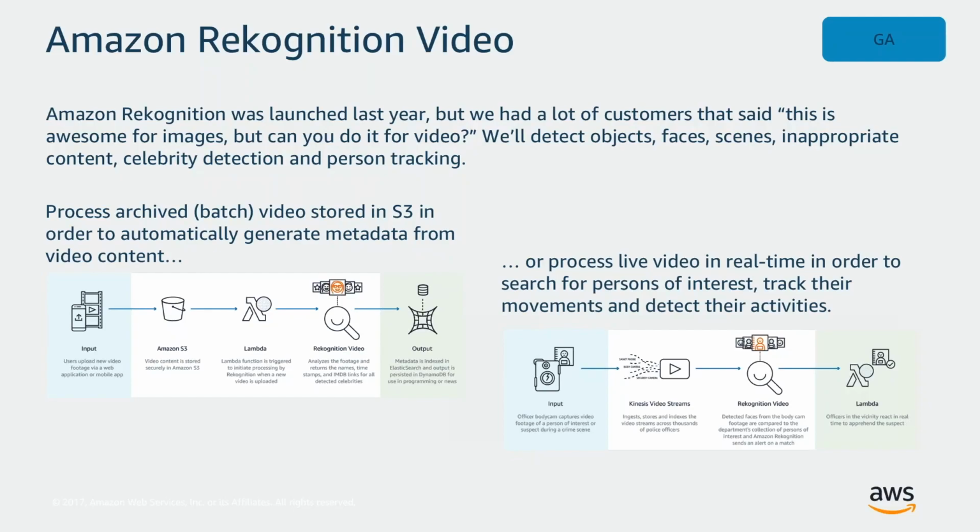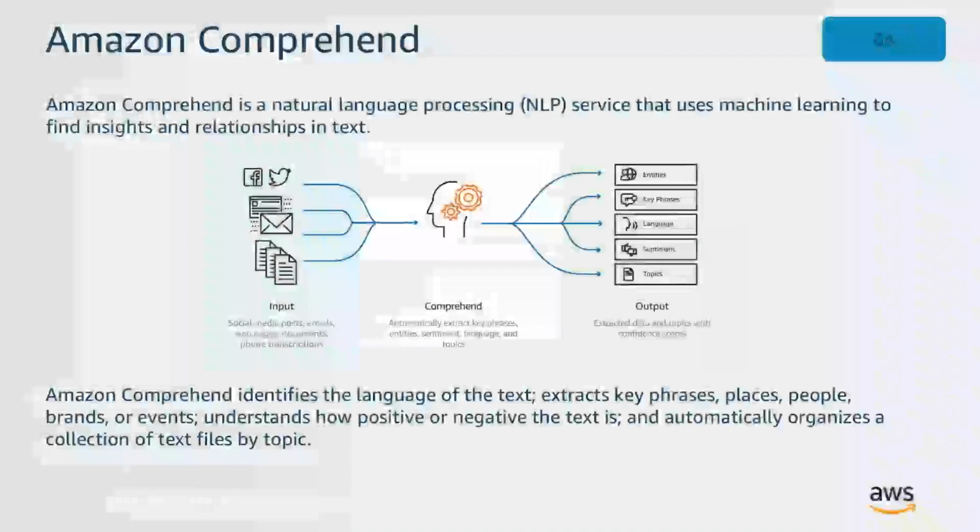But this is just the first of the AI services that we've launched that allows you to automatically extract metadata from content. If you supply text content to Amazon Comprehend, it will identify the language of the text, extract key phrases, places, people, brands, or events. It can also understand how positive or negative the text is and can be used to organize collections of text files by topic. Comprehend is always learning new data and continually gaining a deeper understanding of the elements that it identifies, including the data that we feed it from Amazon.com.